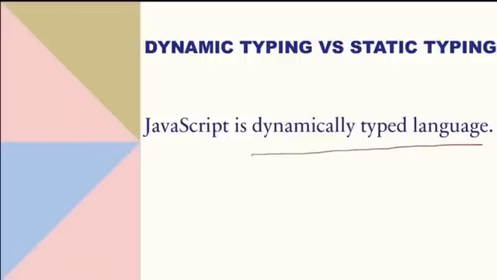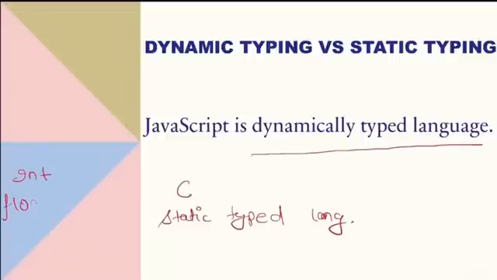On the other hand, languages like C are statically typed languages, which means that you have to declare what type a particular variable is, whether it is int type, float type or character type only. You cannot change it once it is declared throughout the program.